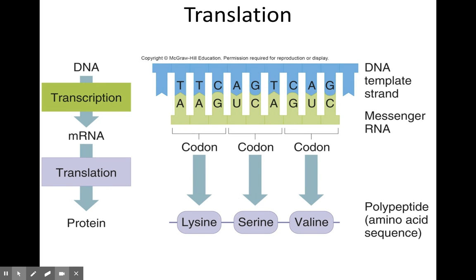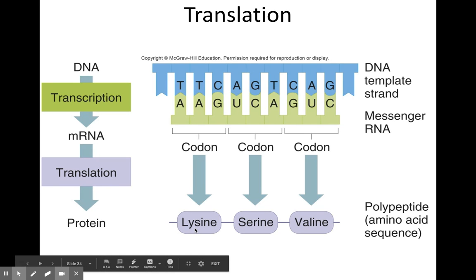If we look at the overview of translation here, this is our DNA template strand inside the nucleus. This is transcription happening, where the messenger RNA is being created inside the nucleus. Now that messenger RNA, which is green, is going to be broken into 3-nucleotide chunks. Each chunk of 3 nucleotides is called a codon. For example, the letters AAG correspond to an amino acid, and that particular one is lysine.